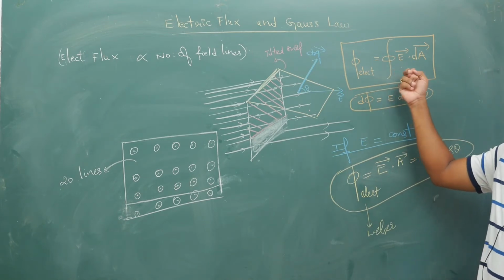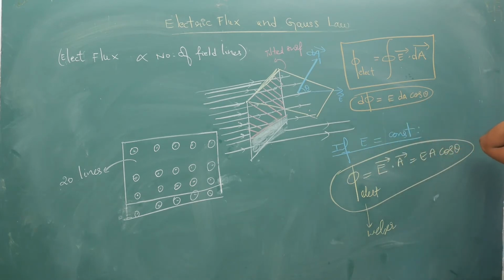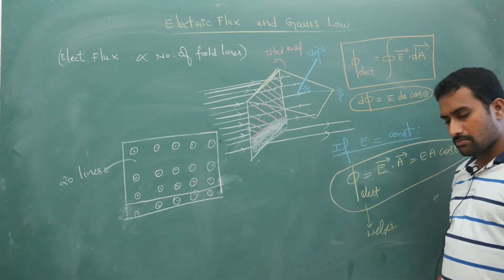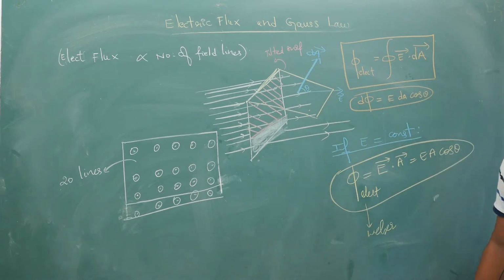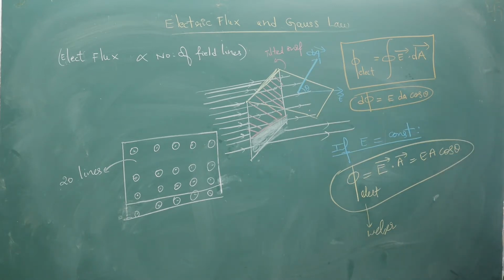So you can say that there is flux when field lines pierce the surface, and this is how you are supposed to take it, okay. This is your basic idea of flux. Your flux is nothing but the dot product of electric field and area, okay.